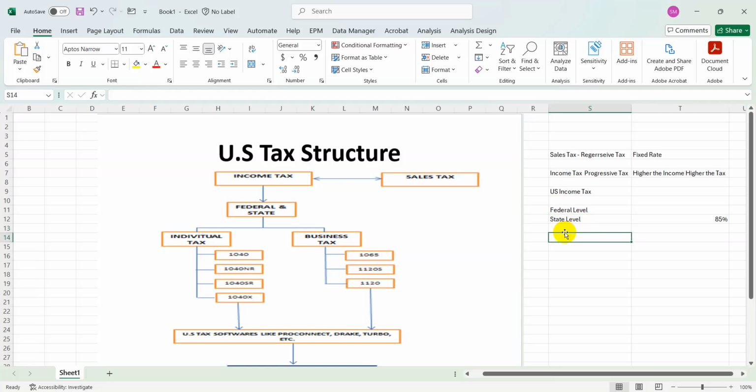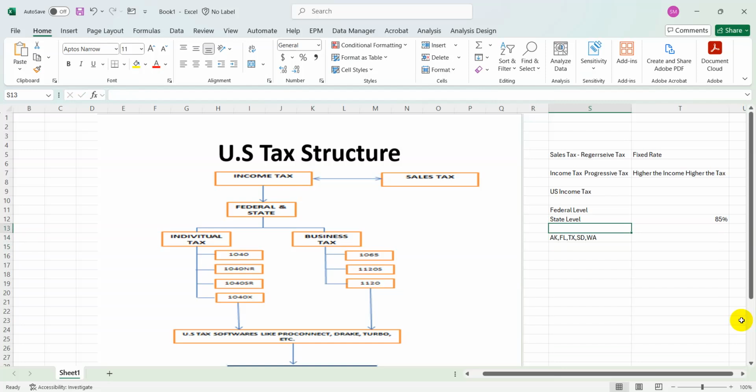So which states are those which don't have income tax? These are basically Alaska. Alaska is a state where there is no state level income tax. Florida, then there's Texas. Texas is also a state where there is no state level income tax. One example would be South Dakota. Another example could be Washington. Washington is also a state where there's no state level income tax.